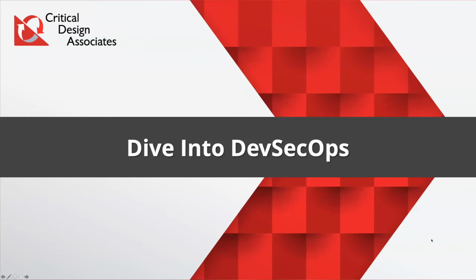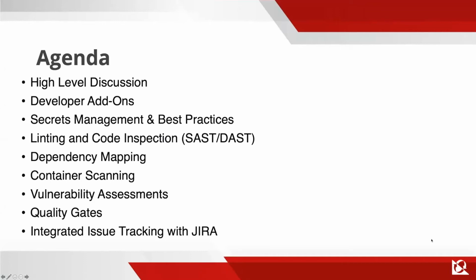Okay, cool. So let's quickly go over the agenda. We're going to have a high-level discussion of what DevOps and DevSecOps is. We will review some of the developer add-ons, secrets management, and some best practices, linting and code inspection, some dependency mapping, container scanning, vulnerability assessment, quality gates, and integrated issue tracking with Jira. This demonstration will leverage SaaS-based services as opposed to on-prem CI/CD tools, which is pretty cool stuff, right?